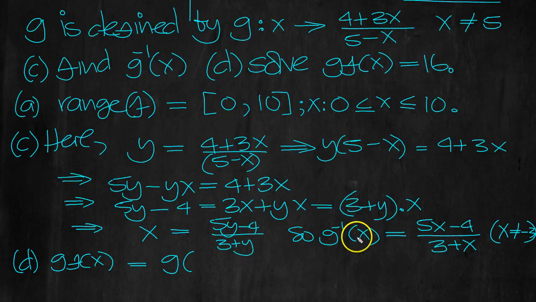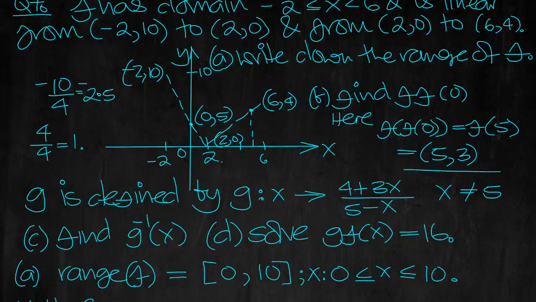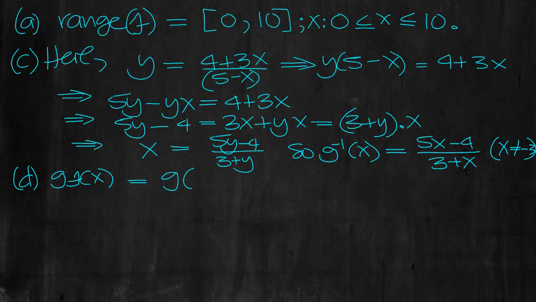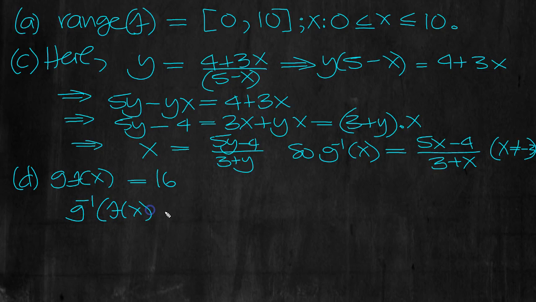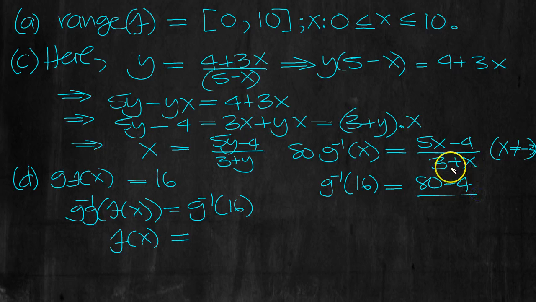Okay, so this thing here, g to the minus 1, let's have a look at that. So what we can do here is we can apply g to the minus 1. That's what we need to do. So g of f of x equals 16. So g to the minus 1 of g of f of x will equal g to the minus 1 of 16. So f of x is equal to g to the minus 1 of 16. If we put 16 in here, it is equal to 80 minus 4 over 16 plus 3 is 19. 76 over 19 is 4.